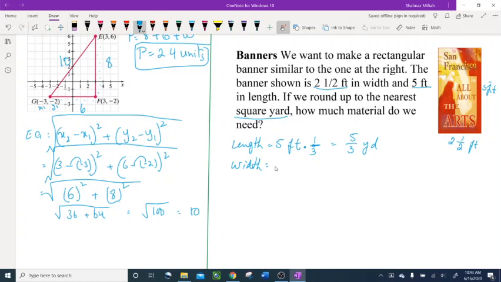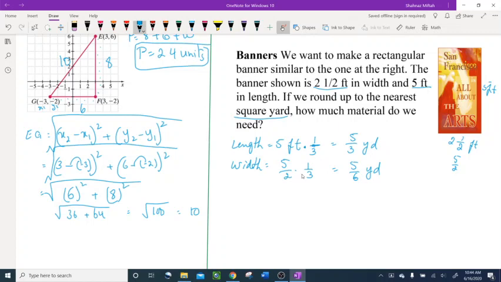Then I have a width. Width is 2.5. Since it's a mixed number, if I change 2.5, then 2 times 2 is 4, 4 and 1 is 5, so I got 5/2. Now I have 5/2 times 1/3. It's going to give me 5/6 yard, and you multiply 1/3 with it, so changing feet into yards.